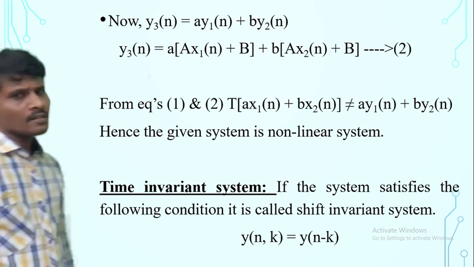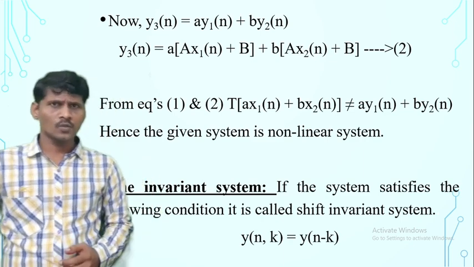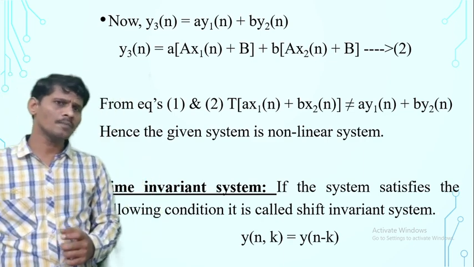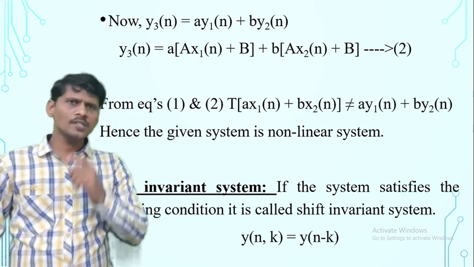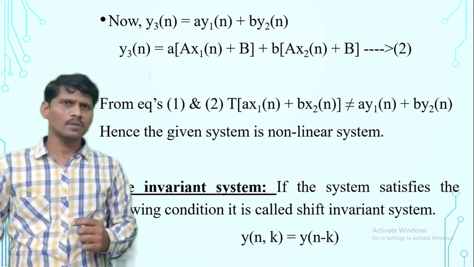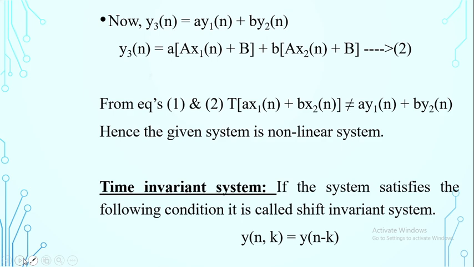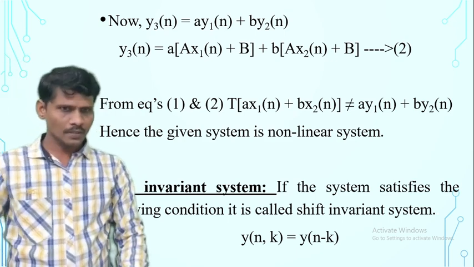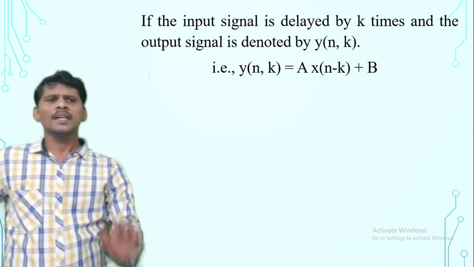Next, check whether the given difference equation is time invariant or time variant. So, what is the condition of the time invariant system? y of n comma k is equal to y of n minus k. If this condition is satisfied, the given difference equation is a time invariant system. Otherwise, it is said to be a time variant system. So first, the input to the system. What is the given difference equation? The given difference equation is y of n is equal to a x of n plus b.